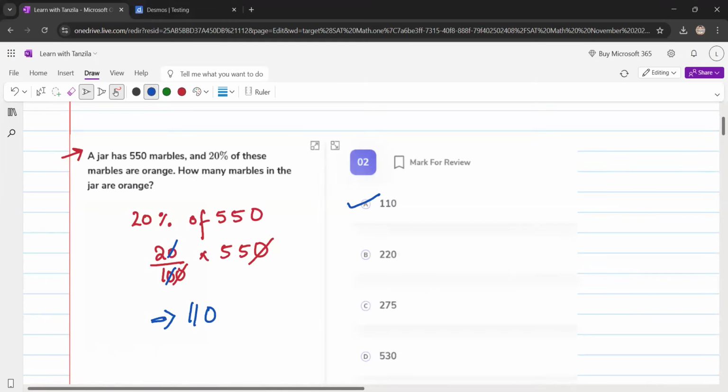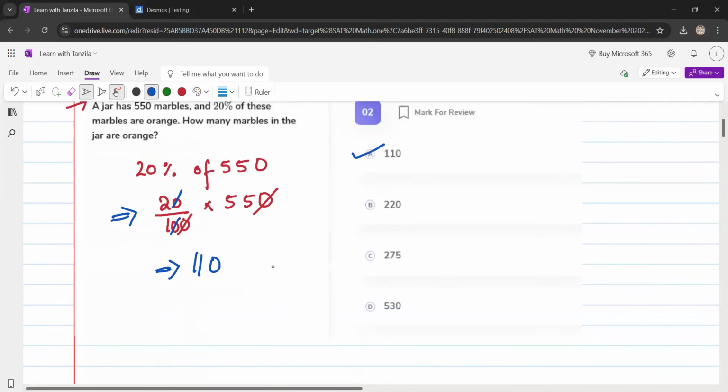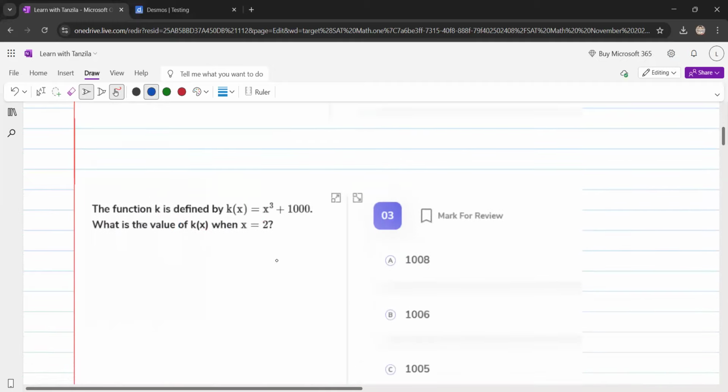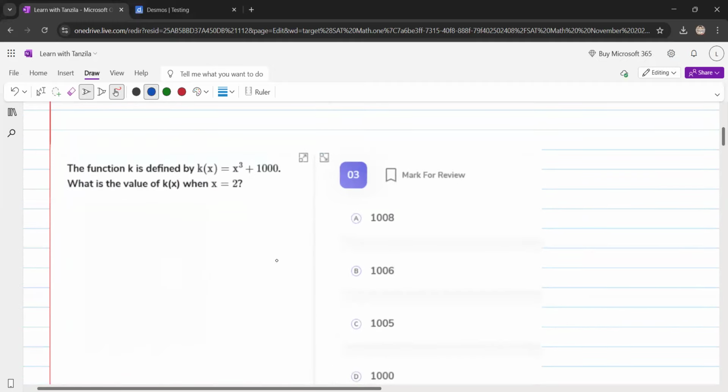Do the calculation anyway. Don't mess up the calculation. This is a very simple calculation. So we are done with question 2. Question 3 is here.